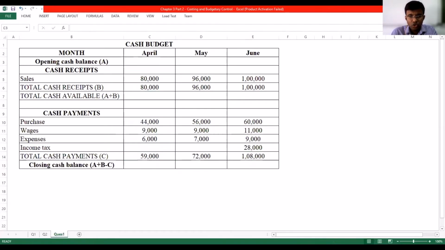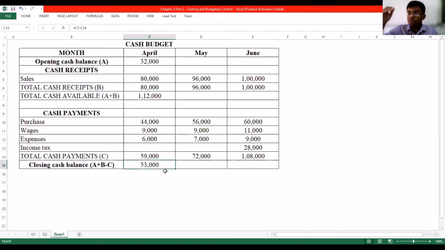Now, let us go about calculating the other aspects. What we have to do is fit in the opening cash balance. We've been told that the opening cash balance for April is 32,000. Now, how do we calculate total cash available? That will be opening balance plus total cash receipts, which makes it 1,12,000. Now we have to calculate the closing cash balance. How do you calculate closing cash balance? That is A plus B minus C, which makes it 53,000.